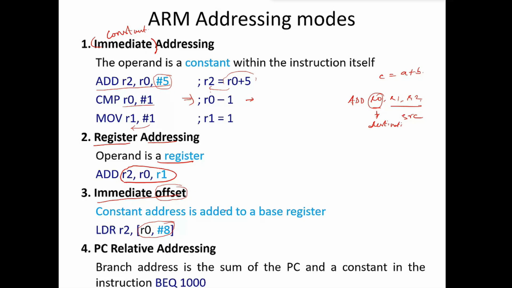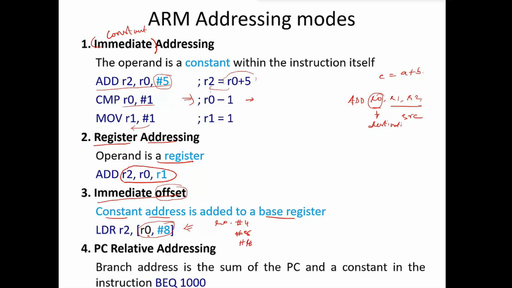What is happening here? What is the statement they have given? A constant address is added to the register. Some immediate offset value we are adding to these registers. It is something like this. So first case, 4, then #8.